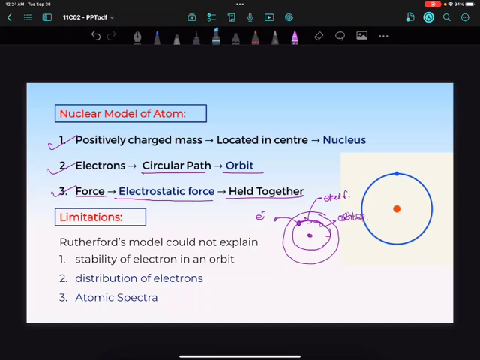Now there are certain limitations of Rutherford's theory. The Rutherford model explains that the stability of the electron in orbit is not mentioned, the distribution of the electrons was not explained, and atomic spectra was not explained.